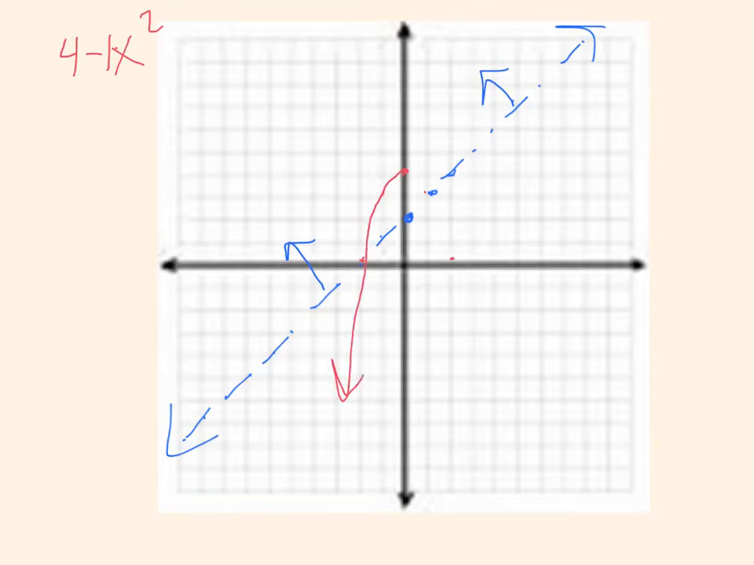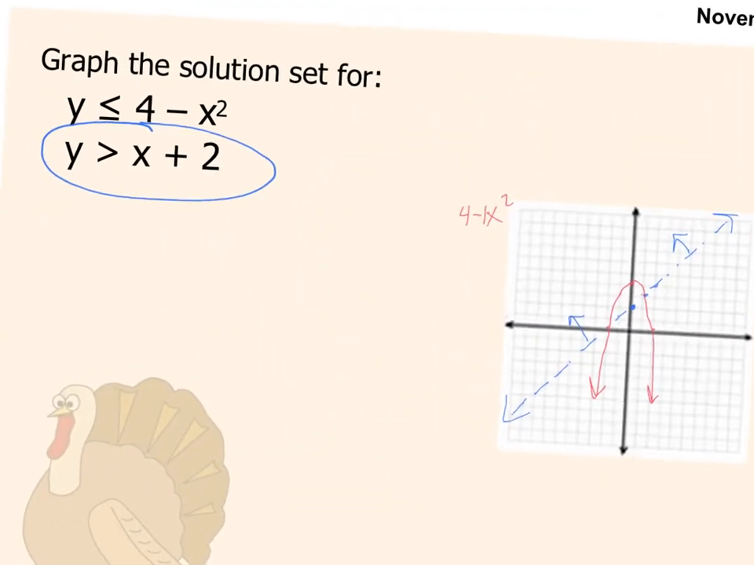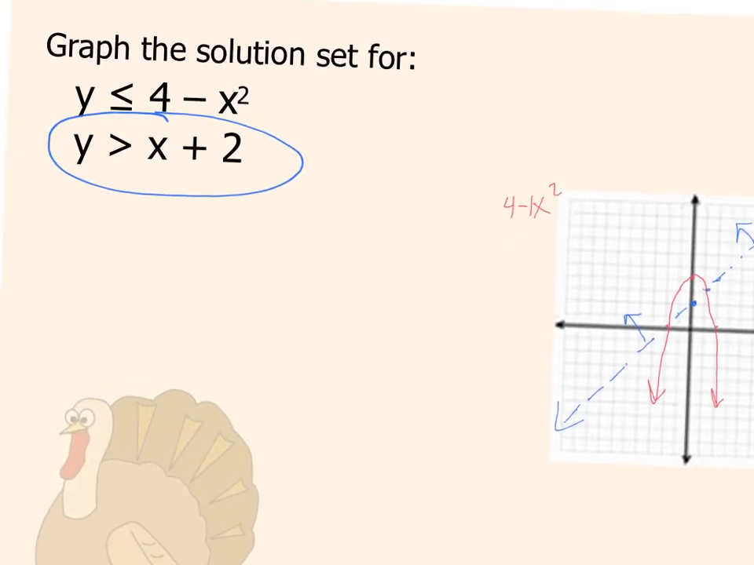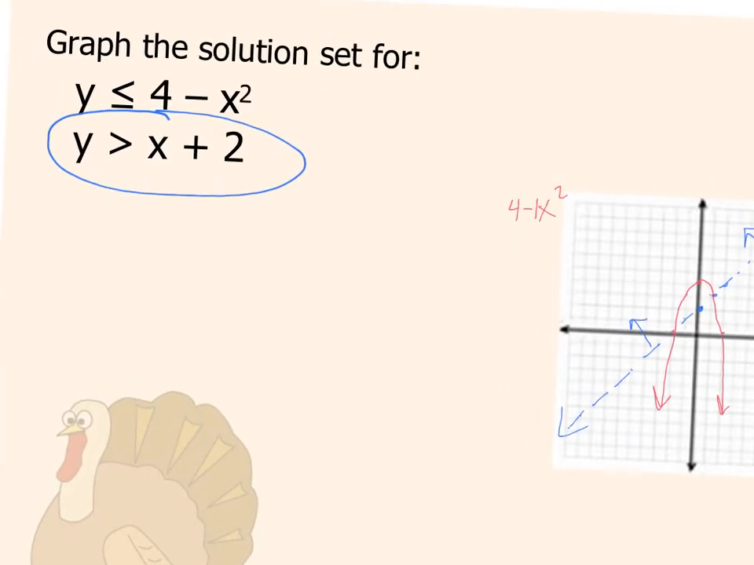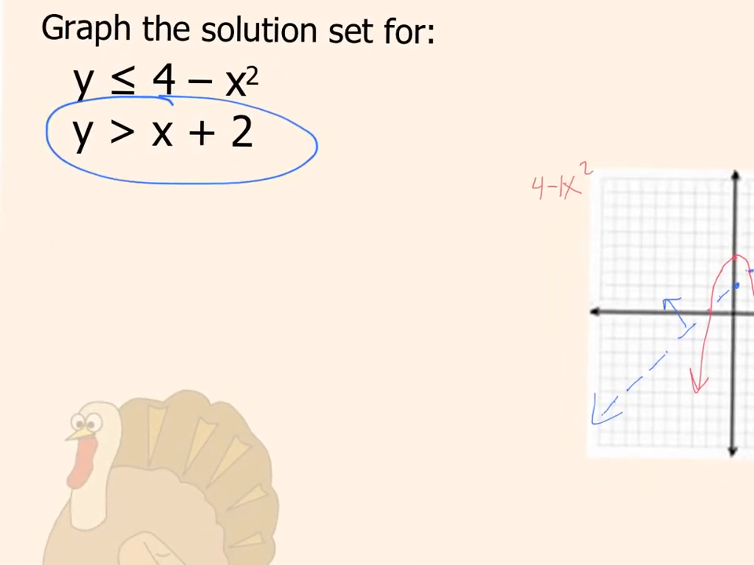Sketch in kind of roughly where it goes. I'm going to zoom back out again, and I made it solid because it's less than or equal to, and the less than sign means shade below. We're going to shade below.